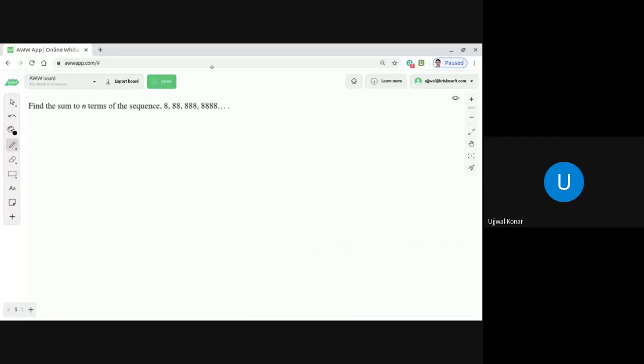So let me share the digital screen. Just confirm once that you are able to view the digital board, right? Yes. Okay, so what is here? It is 8 plus 88 plus 888 plus 8888, like that. So we need to find Sn. Let's assume Sn is the sum up to the first n terms. That means Sn is equal to 8 plus 88 plus 888 plus up to n terms. Correct or not? Yes.